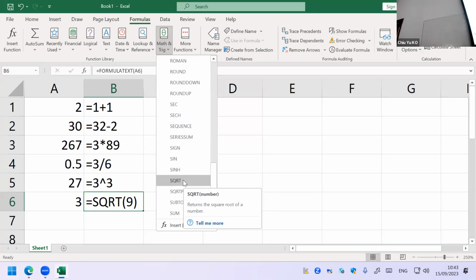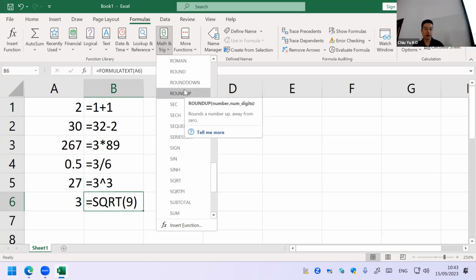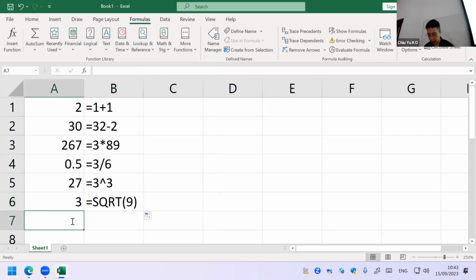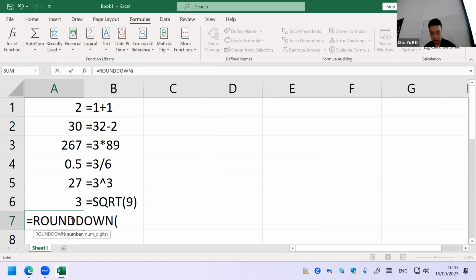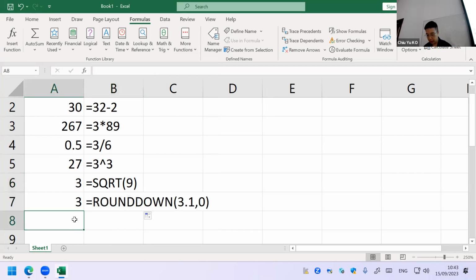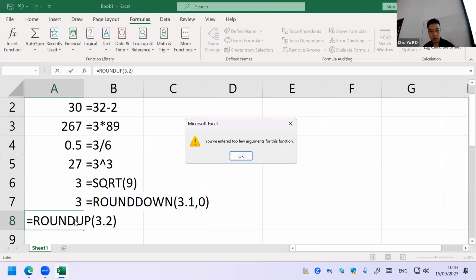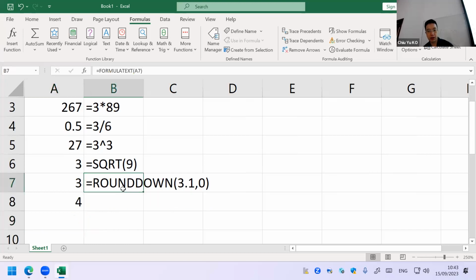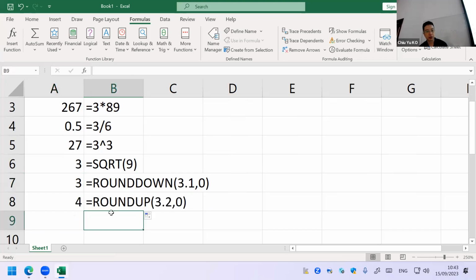Is that okay? Of course, there are many things you can do, right? Say, for example, the thing we said in the class is round up and round down, right? It's the floor function and the ceiling function. So let's do it quickly. I do the round down, 3.1 and do 0, okay? And what you get is a floor function, right? If I have round up for 3.2, and then you got a 0 digit because you want to round it to the integers, okay? So that will be 4, okay?